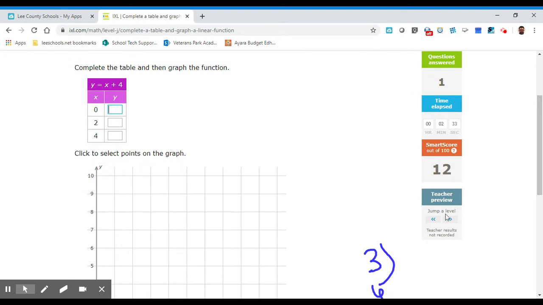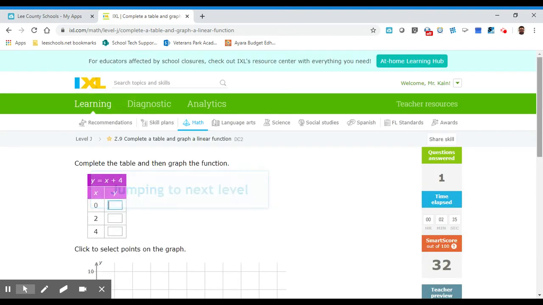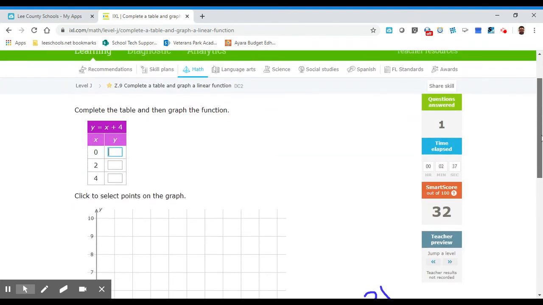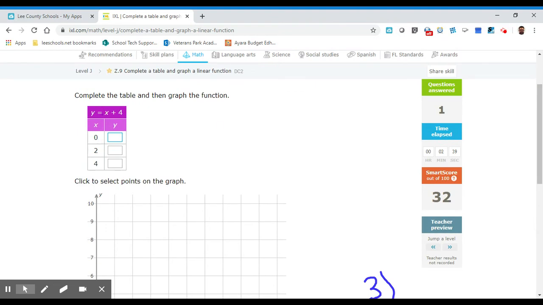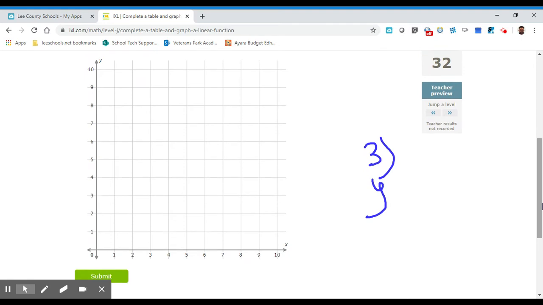Okay. Let's jump up a level here. Okay, so again, let's follow the function. Let's do 0 plus 4 is 4. 2 plus 4 is 6. And 4 plus 4 is 8. We need to plot the point 0, 4 and 2, 6. Let's go and plot 0, 4 and 2, 6.